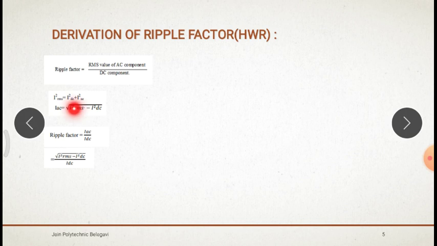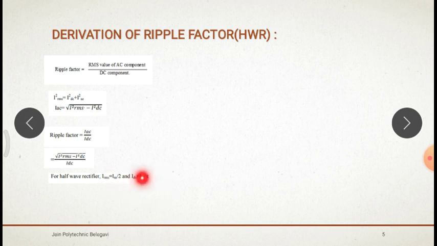I_AC we got as I square RMS minus I square DC, and I_DC is as it is. For a half wave rectifier, remember always the general standard formulas: I_RMS will always be Im by 2 and I_DC is always Im by pi. Okay, this is I_DC, and this is I_RMS.